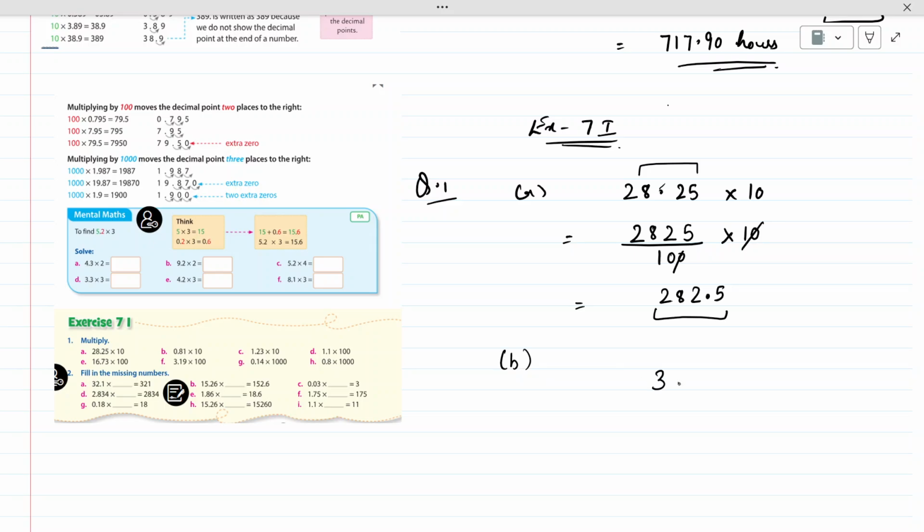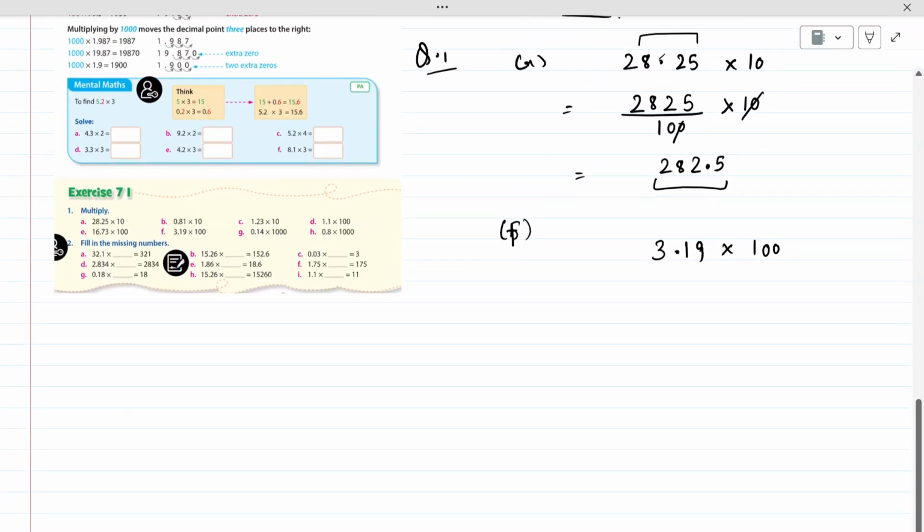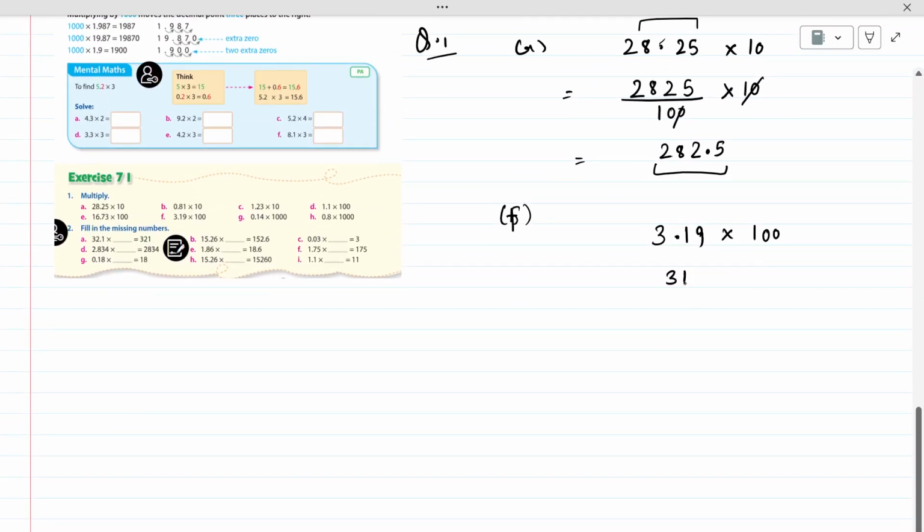So I'm taking this number 3.19, which is the F part, and I am multiplying this with 100. Okay, so when we are multiplying this, I can write this 3.19 as 319 divided by 100, and then this 100 is also given to us. When we are removing this decimal, we can write it in this form, right? Now, these two can cancel with each other and we are getting 319 as the answer.